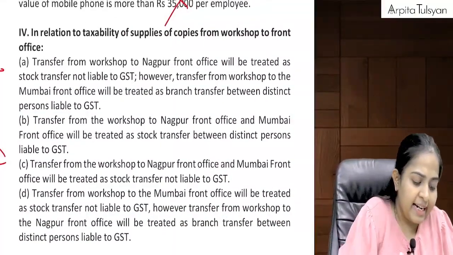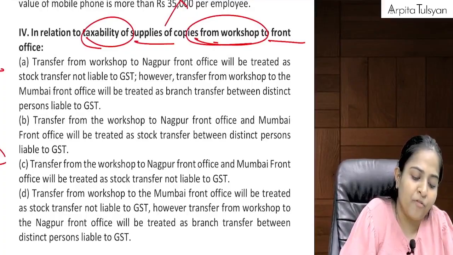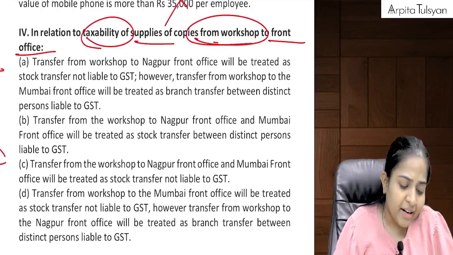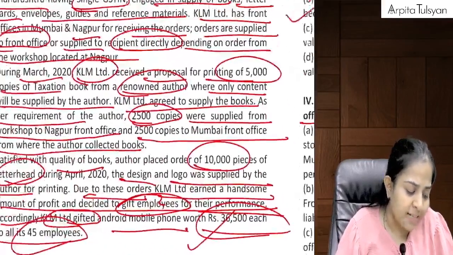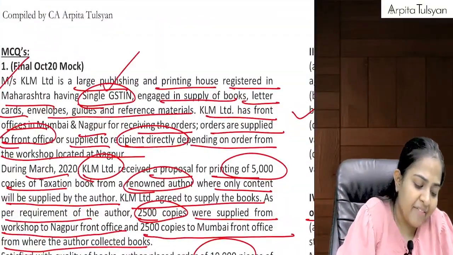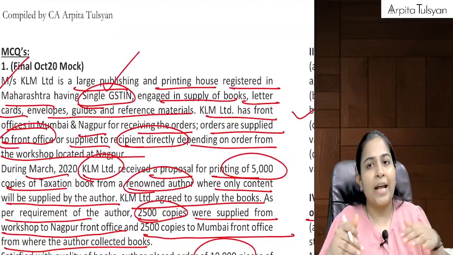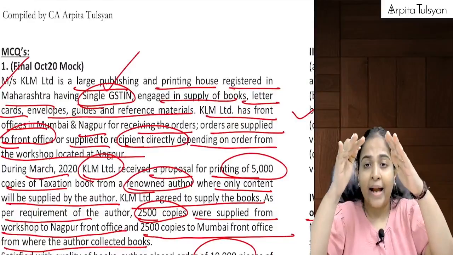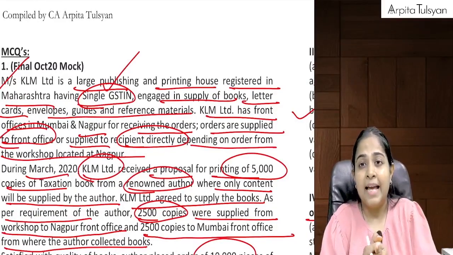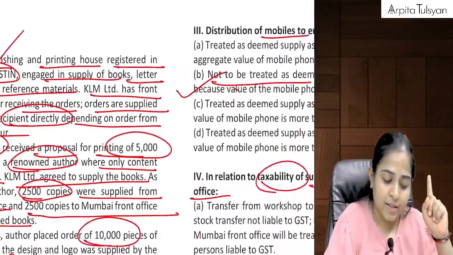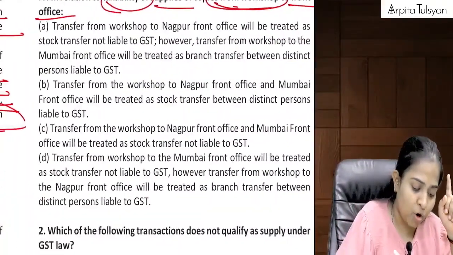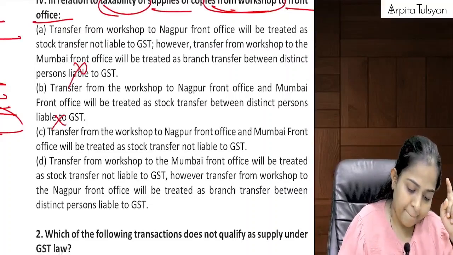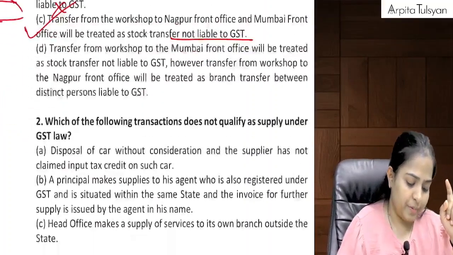Then after that, in relation to taxability of supplies of copy from workshop to front office. Can we say both the offices are situated within the same state only and it is having a single GST registration? So it cannot be considered as distinct persons or establishment of distinct person. Same PAN, two offices within the same state. Can we say it is considered as one single person? So it will not attract any GST. The stock transfer will not be liable for GST.